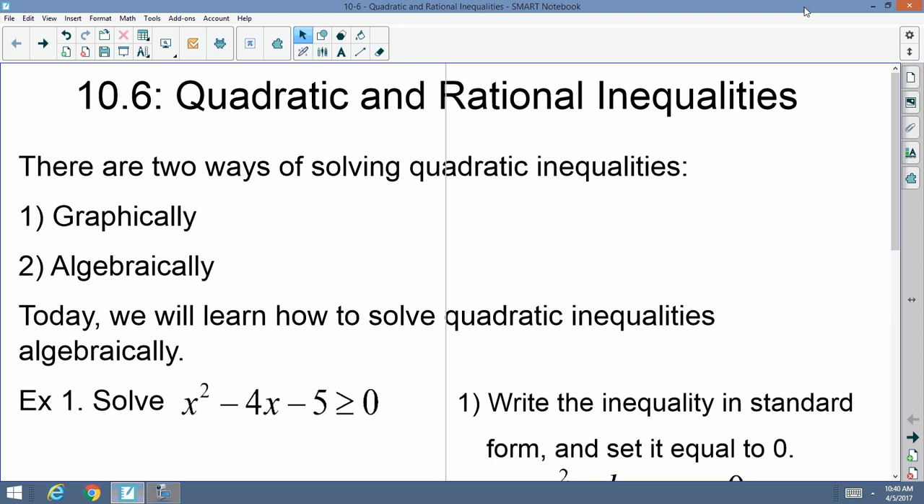Moore's Algebra 2 class. Today we're going to wrap up quadratic functions, graphing them, solving them, finding the solutions via graphing or algebraic. We're going to wrap it up with learning how to solve quadratic and rational inequalities. If you remember, inequalities are not the same as an equation, okay?